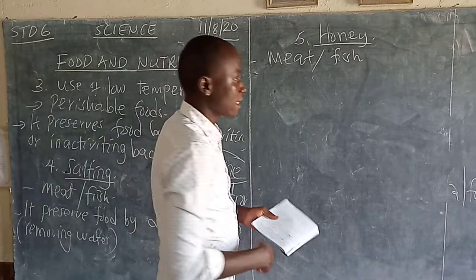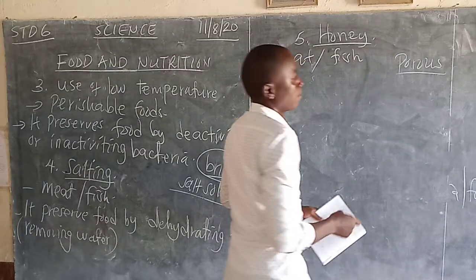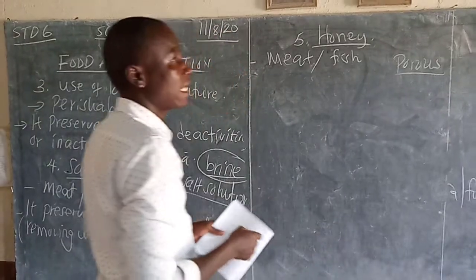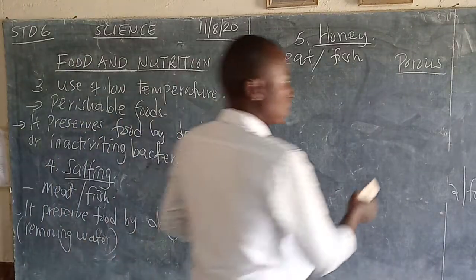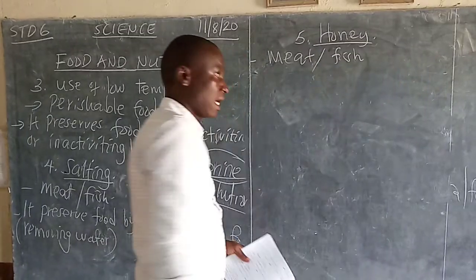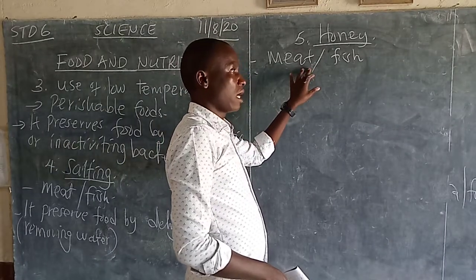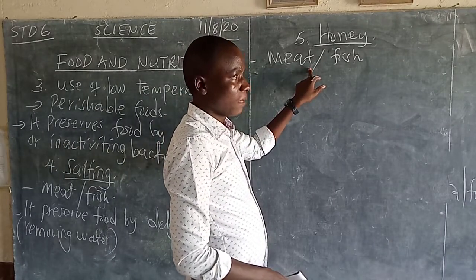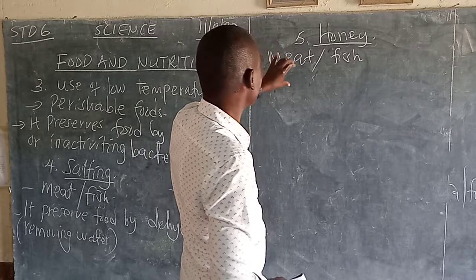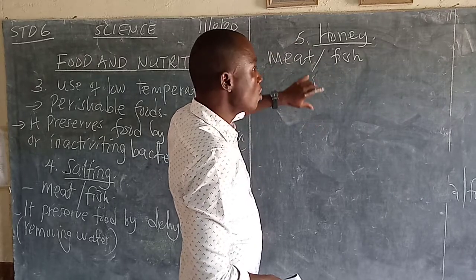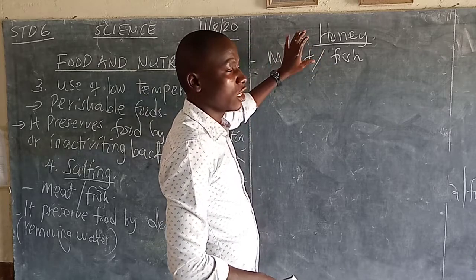And honey is not porous. Porous means it has pores. What does it mean to say it's not porous? That means that air cannot penetrate into honey, and bacteria can also not penetrate into honey. So when you are putting things in honey, or when you are coating food with honey, air and bacteria will not get into that food. And that's how it preserves food.